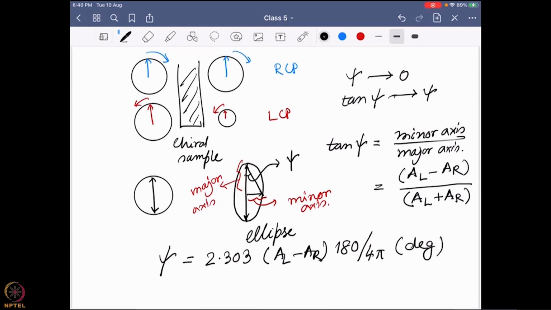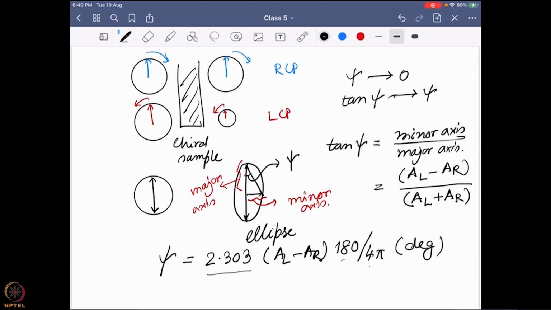So AL minus AR is actually a very small value, and it directly defines the formation of the ellipse, or this elliptical behavior, how much it will look like. This 2.303, you can imagine, is a change from the natural log to log base 10. And this 180 by 4 pi converts radians to millidegrees. Anyway, those are not important things.